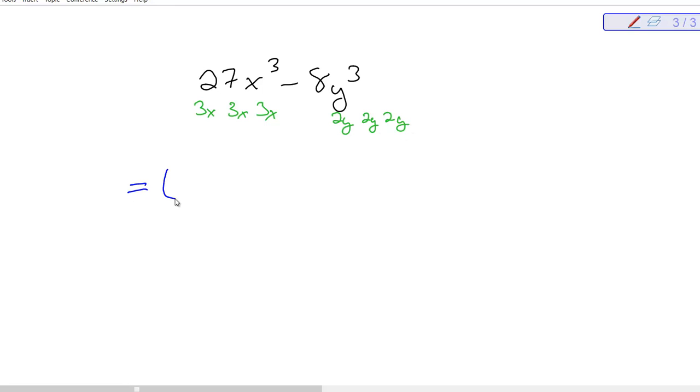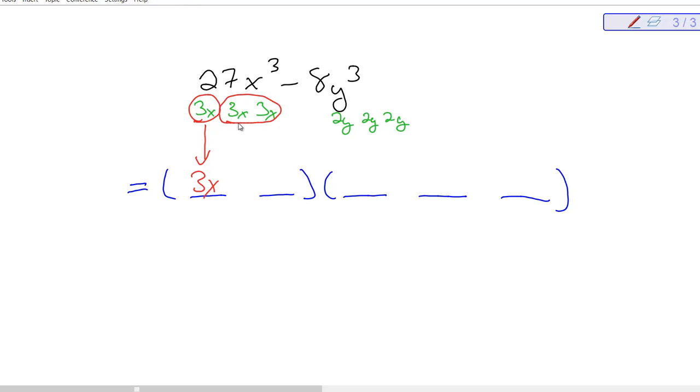So whenever I factor, again, the first parentheses is going to have 2 blanks. The second parentheses is going to have 3 blanks. And I'm going to take my 3x and drop it into the first blank. I'm going to take my other two 3x's and multiply them back together. So 3 times 3 gives me 9, and x times x gives me x squared. So that gives me 9x squared. Again, they go into the first blank, because they're from the first term.